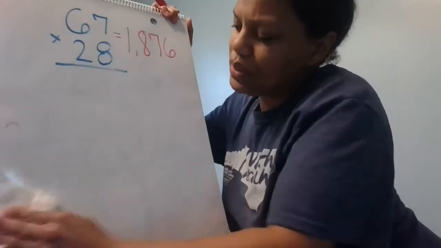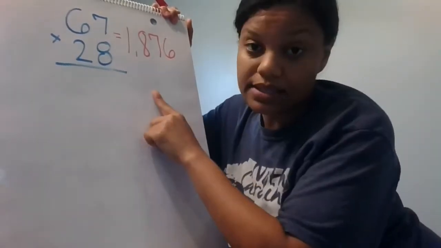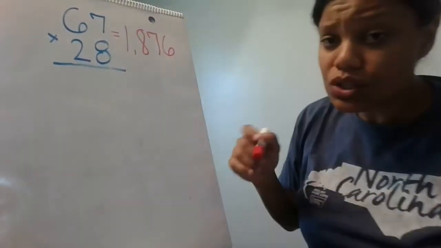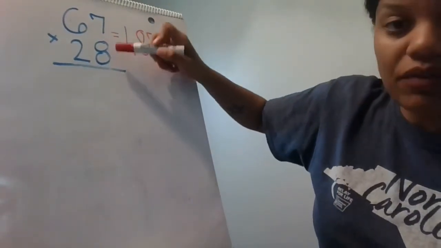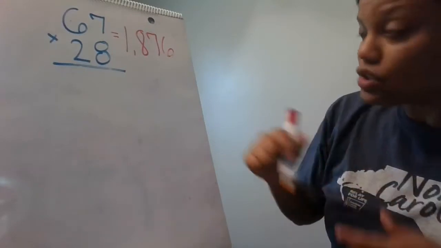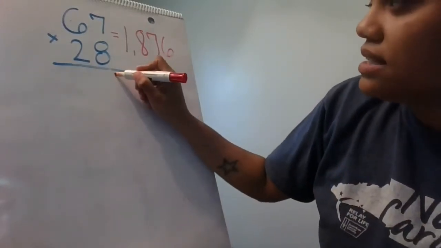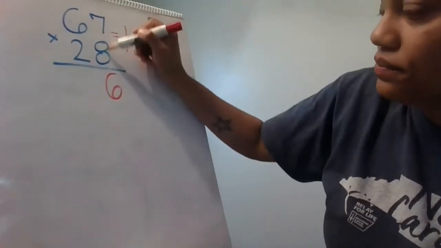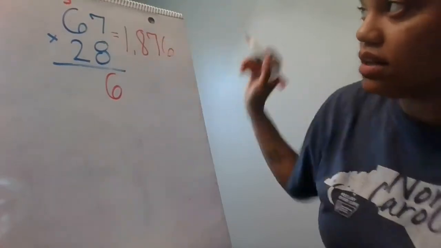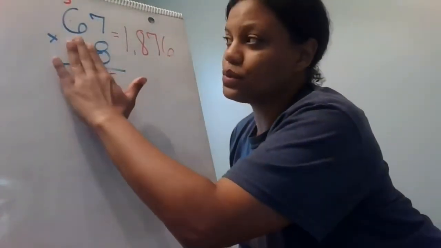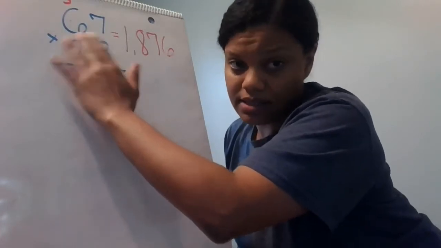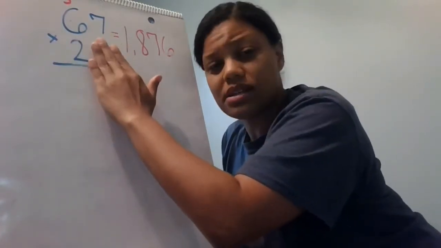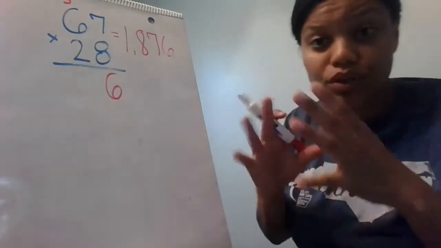So fifth graders, when we do the standard algorithm, we still should get the same product. With the standard algorithm, I'm starting here in the ones, and I'm multiplying everything in the ones. So 8 times 7 is 56, and I carry the 5 here. Because really what I'm doing is I'm starting first with the 8 and doing 67 times 8: 7 times 8, 6 times 8. Then I'll come here and do 67 times 2 and put those two together.